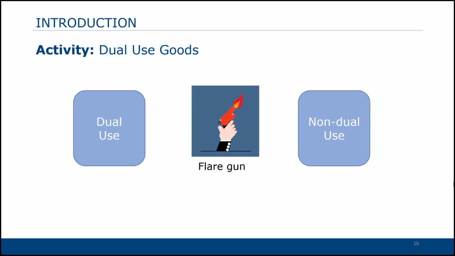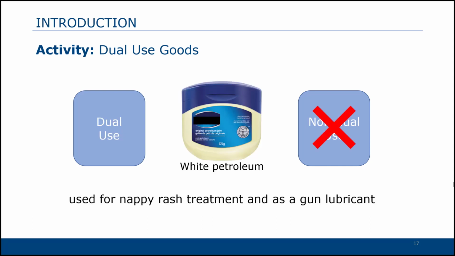A flare gun, this one might be difficult to surmise. However, it's a non-dual-use good that is used for distress signals. White petroleum, a dual-use good that is used for nappy rash treatments for babies, as well as a gun lubricant. Due to the nature and dual purpose of these goods, they have been subjected to additional import and export controls. Resultantly, it is expected that financial service providers are vigilant in their scrutiny of customers whose businesses are involved in the production or distribution of dual-use goods.